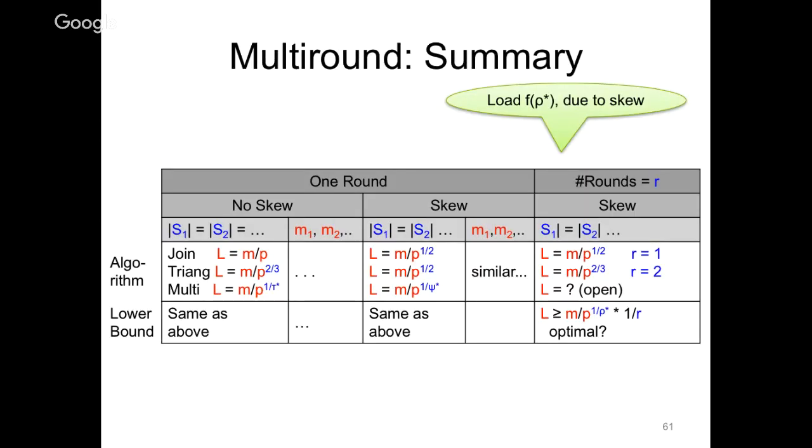Okay, so let me just summarize the multi-round. What happens here is that we can recover some of the extra costs that we paid for skew. We can recover for some queries, like the triangle queries. This is a fascinating algorithm that I didn't describe, but Bas will describe it in the afternoon. But beyond that, it's pretty much open what the optimal cost is as a function of the number of rounds.